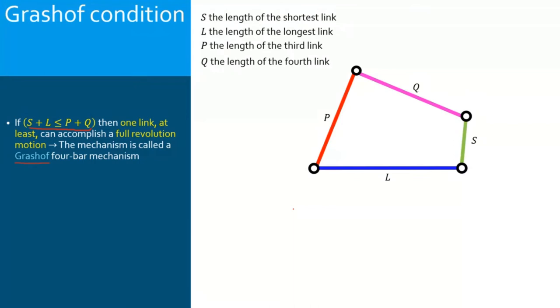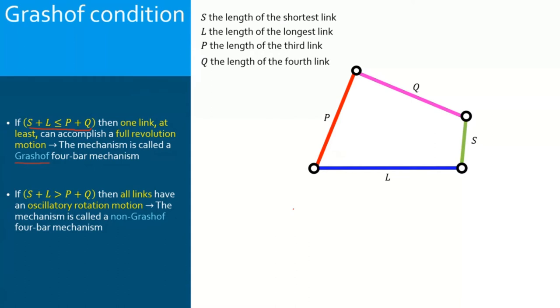If it is Grashof, it means there is at least one link that can make one full revolution, independent of any inversion, independent of any link that can be the ground. So until now, I didn't talk about which one is the ground, which one is the input, or which one is the coupler and so on.